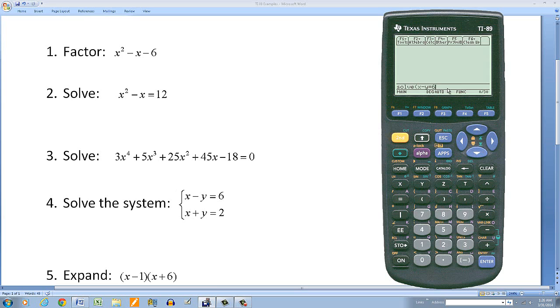And then I need an "and" here. So I have to go to the math menu. I'll go second, and then math. Go to 8 here, and 8 has the word "and" there, so hit 8 again, and it puts the "and" there. Then type in the next equation: x plus y equals 2.